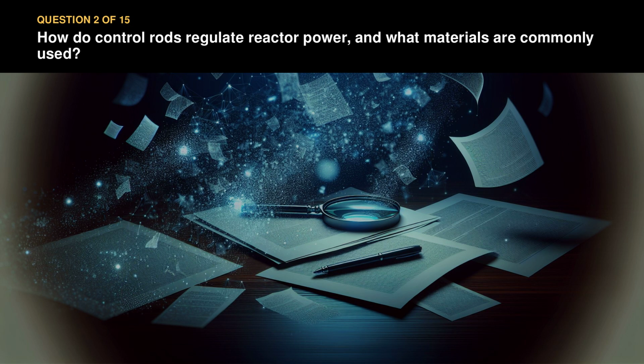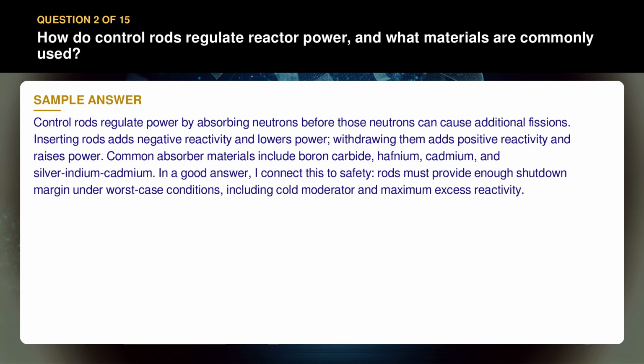Question 2. How do control rods regulate reactor power, and what materials are commonly used? Control rods regulate power by absorbing neutrons before those neutrons can cause additional fissions. Inserting rods adds negative reactivity and lowers power. Withdrawing them adds positive reactivity and raises power. Common absorber materials include boron carbide, hafnium, cadmium, and silver indium cadmium.